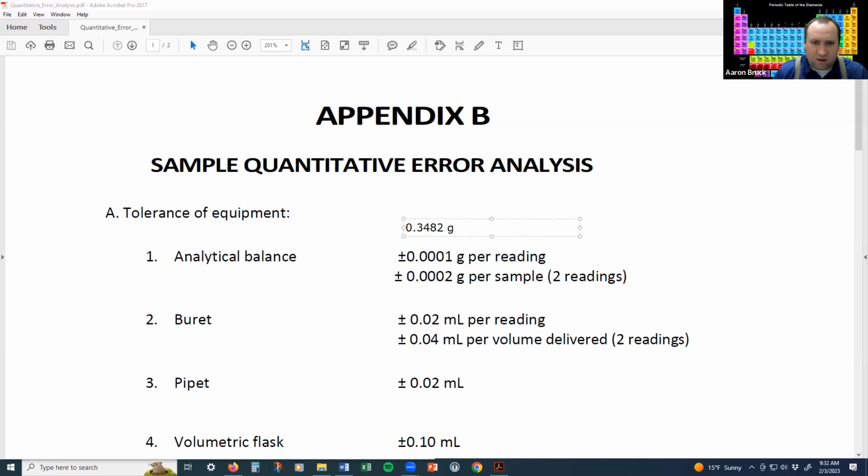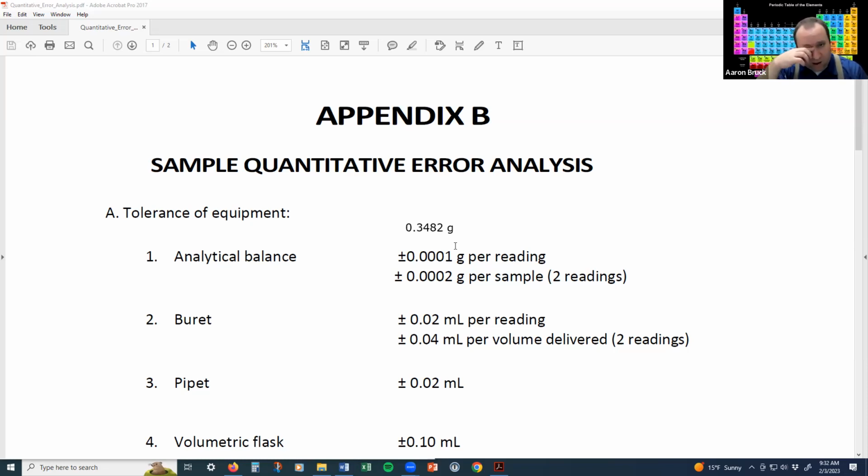It's going to give us 0.3482 grams. What the tolerance tells us is that if I'm looking at an analytical balance, that reading 0.3482 has a little bit of error attached to it, 0.1 here in that last decimal place. When we do error analysis, that's what we are looking at. We're looking at how that little bit of wiggle room at the end of that measurement impacts our ability to interpret the data with accuracy and precision.